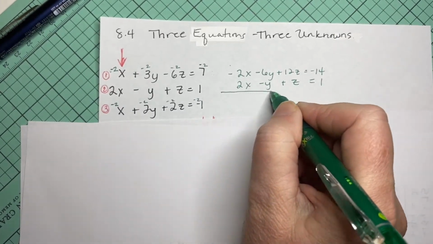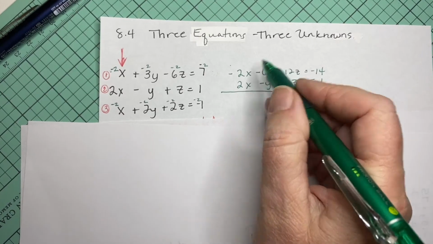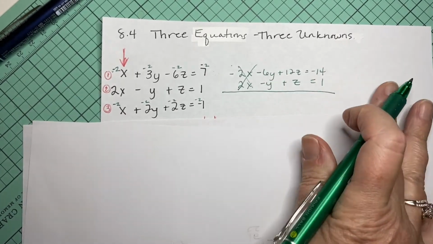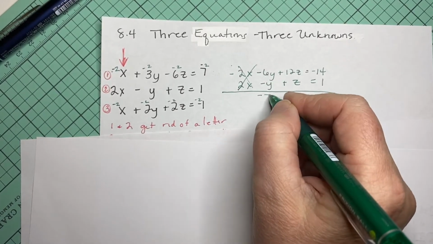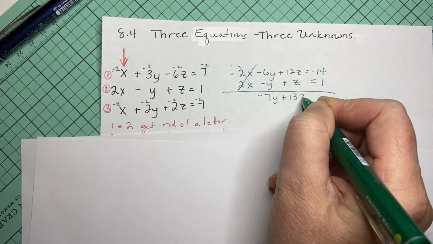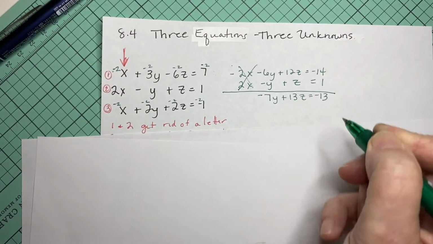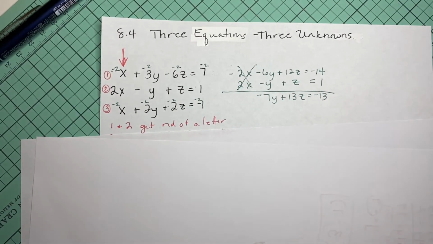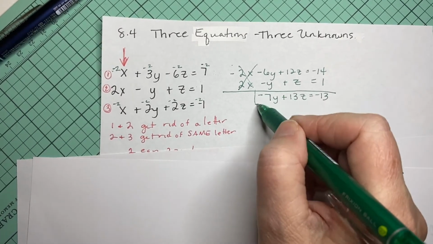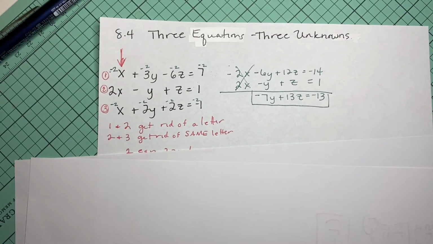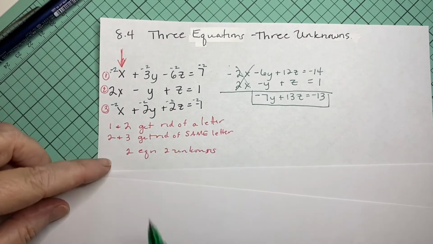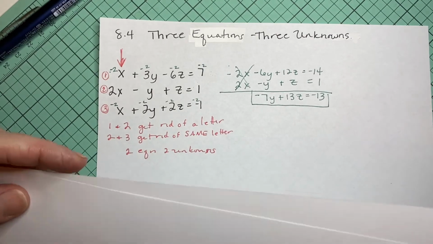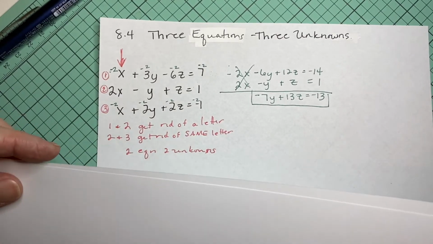So now when we add them together, just like we did back before, these cancel out, and you see we're going to have a -7y plus 13z equals a -13. So I took 1 and 2 and got rid of a letter, and it gave me this. And I always put a square back around that because I'm going to come back to that in a minute. Okay, so I took 1 and 2 and I got rid of x.